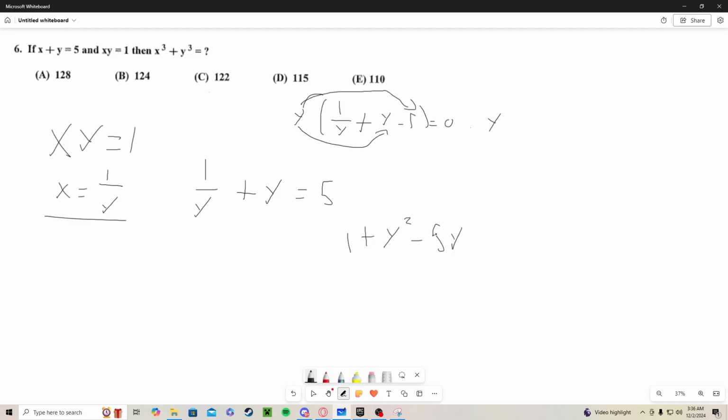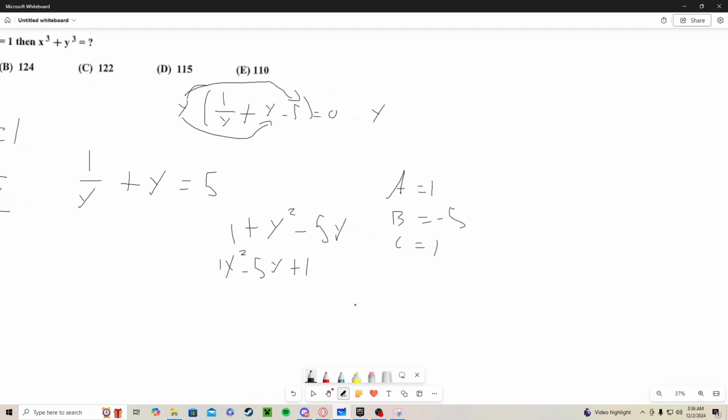Rewrite this in exponentials in descending order. It should be y squared minus 5y plus 1. And now we have our numbers set up for the quadratic equation. We have our a, our b, and our c. A being 1, as in 1 y squared, our b being negative 5, and our c being 1.